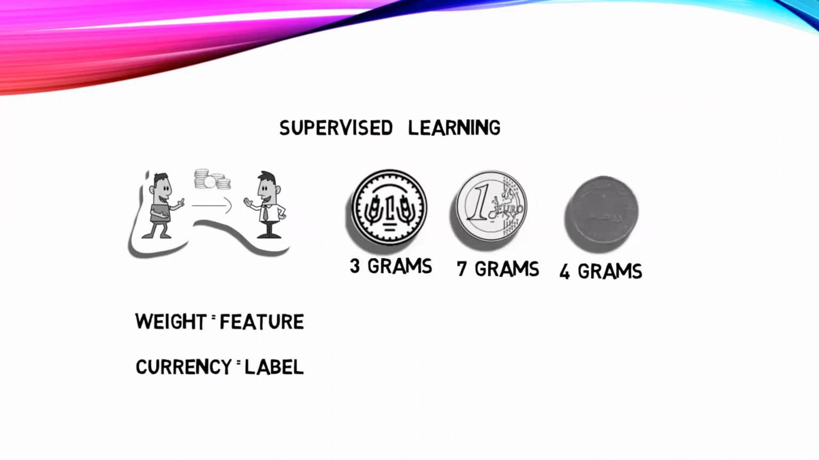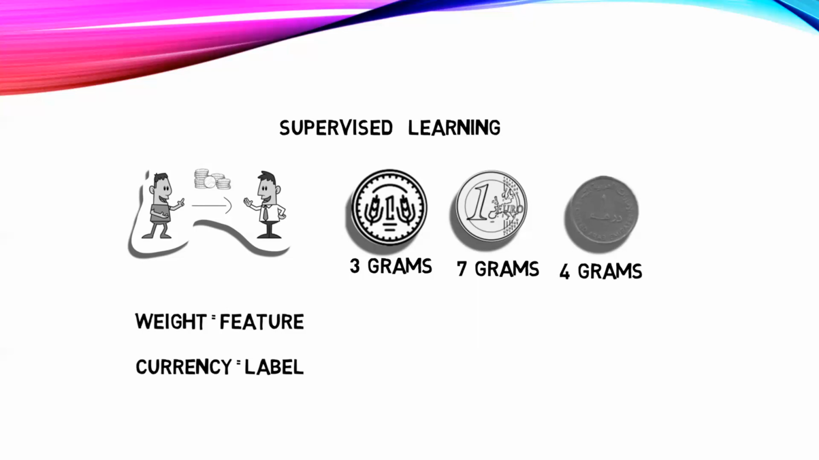In this case, the feature is the weight. When you give this coin, you can just say that if it is 3 grams, I know what currency it is, 1 rupee. If it's 7 grams, it's a euro, and if it's 4 grams, it's a dirham, right? So the weight is the feature. The data set has something called a feature, which is what we predict based on, right? So the weight is the feature, and the currency is the label. It's 1 rupee, 1 euro and 1 dirham, right?